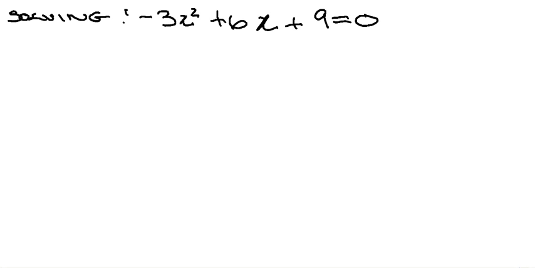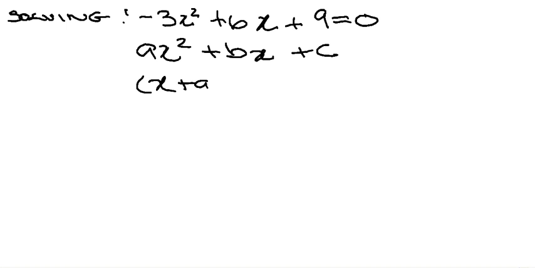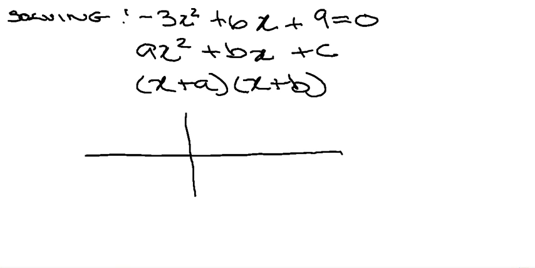This is a generic quadratic equation, which in your textbook would most likely look like ax squared plus bx plus c. So here minus 3 represents the a, 6 represents the b, and 9 represents the c. And we're trying to find a solution where x plus a times x plus b will give us the solution. On a graph, if we were to graph this generic hyperbola, it would look something like this.